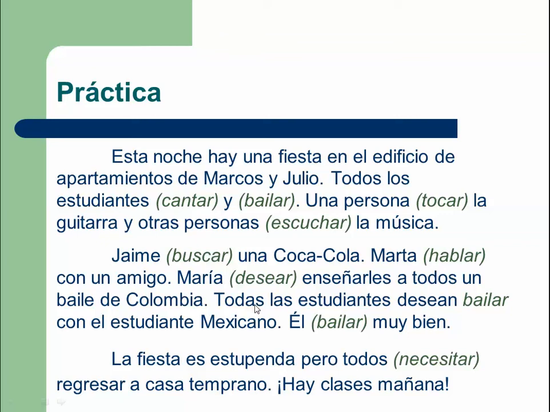So notice this is all feminine. So todas las estudiantes. So all the girl students want to dance with the Mexican student who's a guy. El estudiante mexicano. Then you say he dances very well. So that's a he. What happened with Jaime and Marta and María? So it's he baila. Muy bien. So Jaime busca, Marta habla, María desea, y él baila. So they all, you just cut off the R on all of them, and they are all just he, she, it.